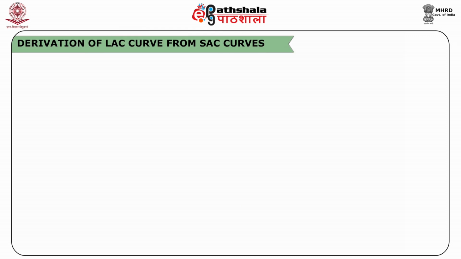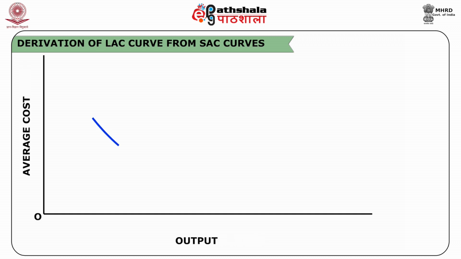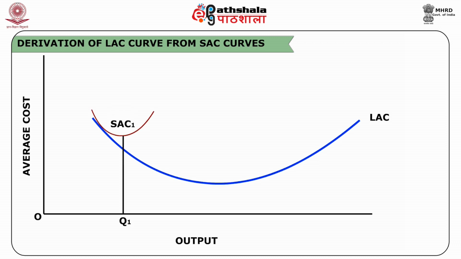Let us now understand how the LAC curve is derived from SAC curves. The long run average cost curve, or the LAC curve, is the locus of points denoting the least cost of producing different levels of output in the long run. In the figure, we have measured average cost along the y-axis and output along the x-axis. If the firm decides to produce OQ1 level of output, then it will choose the plant size SAC2 and not SAC1.